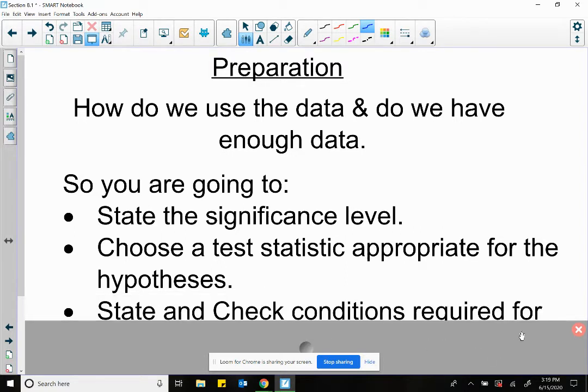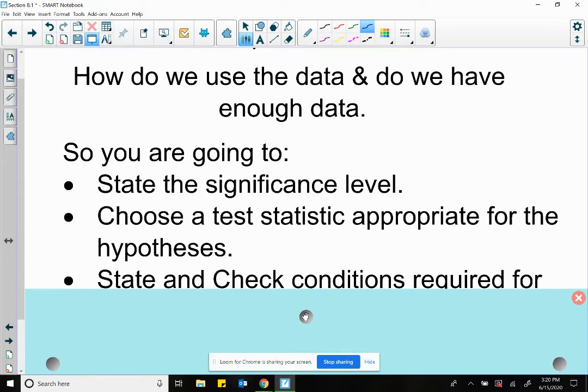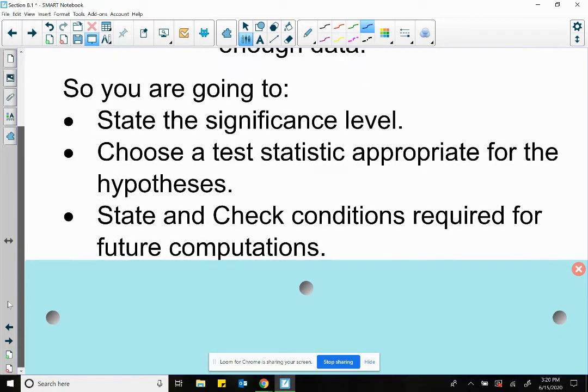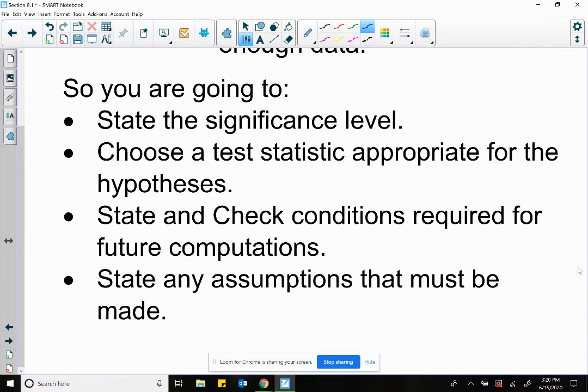And then you will check conditions required for future computations. So this is where we're going to figure out, do we have enough data? There are 4 requirements to check, a lot like what you experienced in the central limit theorem. Okay. So there's going to be some conditions to check, and then there are 4 of them. And then you're going to state any assumptions that must be made. Okay. Again, I'm just doing an overview of this.